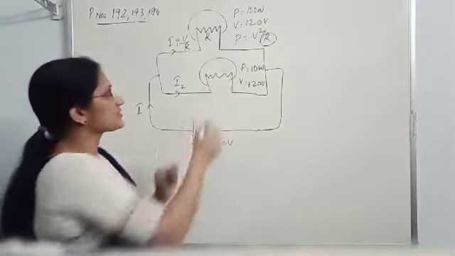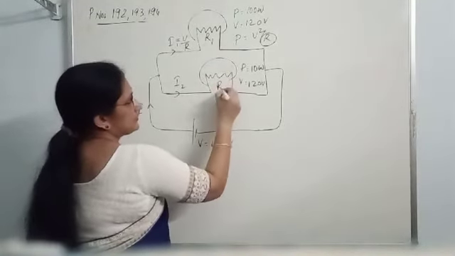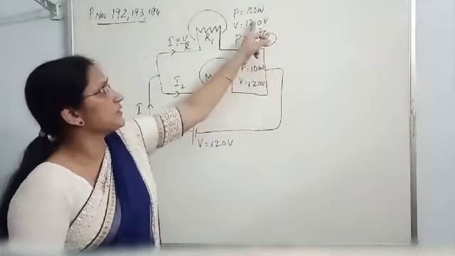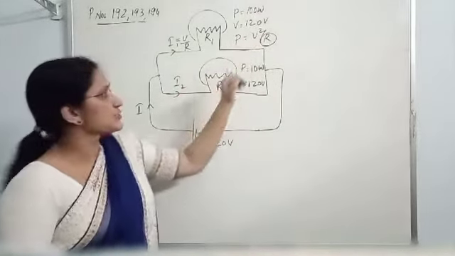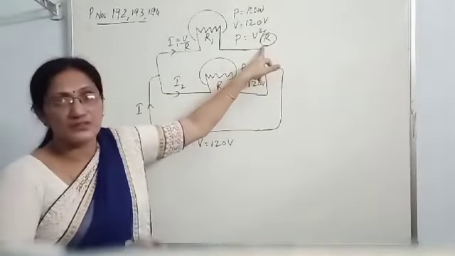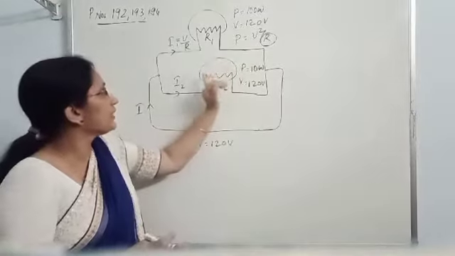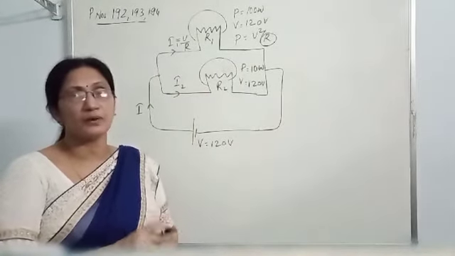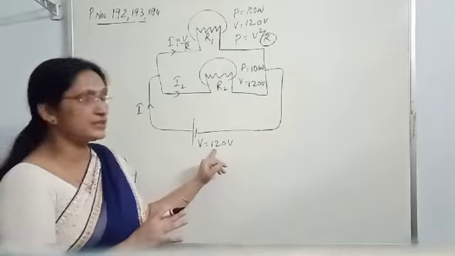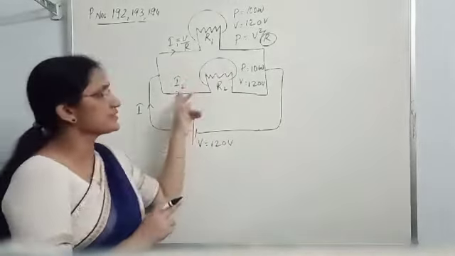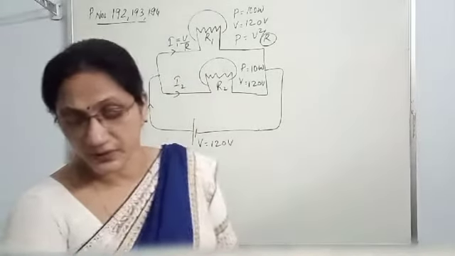First find out the resistance of this bulb. It will not be the same because the power is different. V is the same but P is different. So the resistance of these two bulbs you have to find out by this formula, P is equal to V square by R. Then the current through each branch you can find out by the formula V by R. V is 120 and R is different. So you will get the current flowing in each branch.